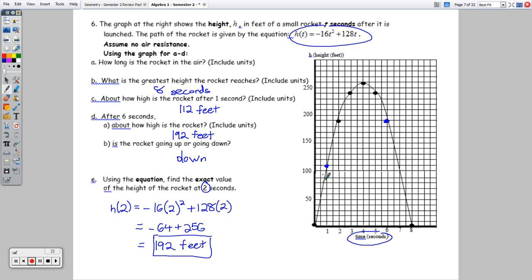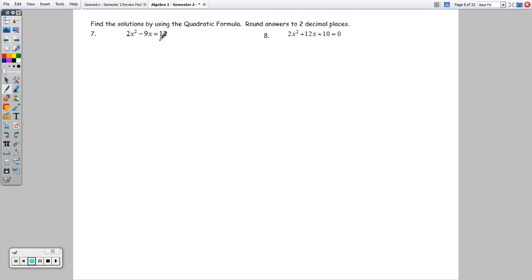And so if we look at the graph, 2 seconds seems like a reasonable estimate, a reasonable answer based on what you can see there in the graph. Let's take a look at the next problems together.